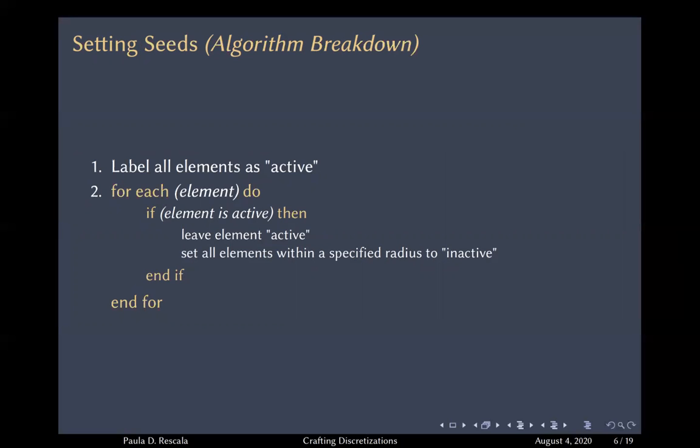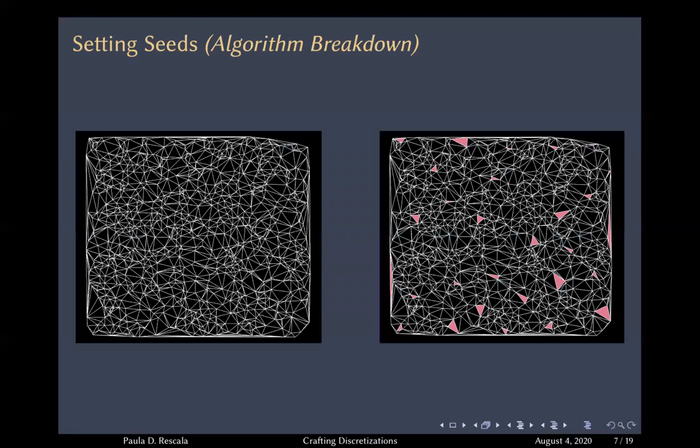First, all elements are labeled as active, and then a random walk is done across all elements, and when an active one is reached, all elements within a predetermined radius are deactivated. This is the result. We input a mesh and a radius, and the output is the same mesh with equidistant seeds that are the starting points of the clusters.